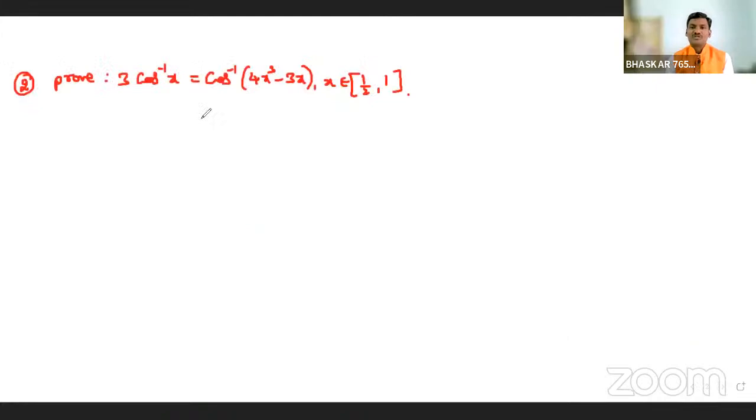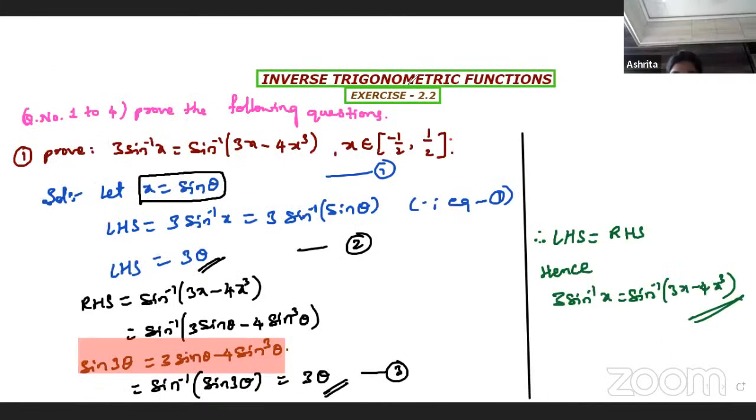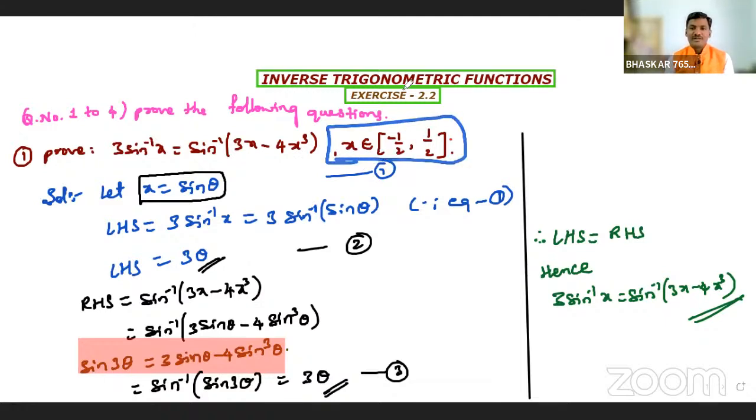Can you explain once again, sir? Yes, I'll explain once again. Look at this question: prove 3 sine inverse x is equal to sine inverse of 3x minus 4x cube, where x belongs to minus 1 by 2 comma 1 by 2. This is the given interval.